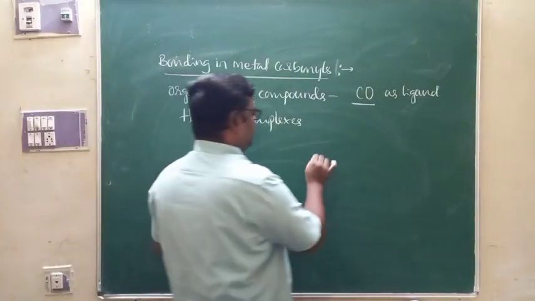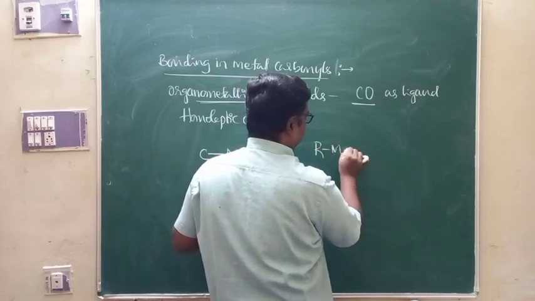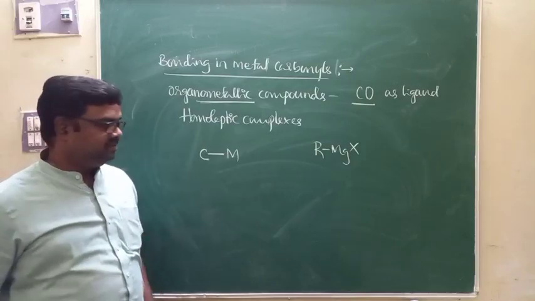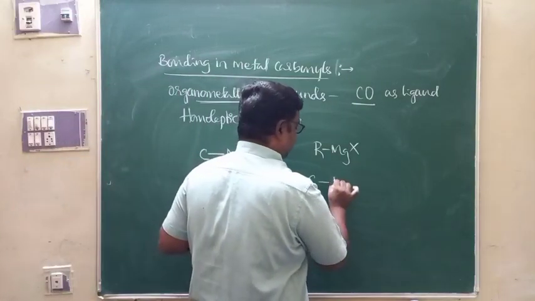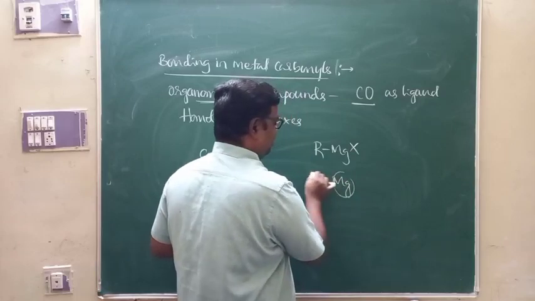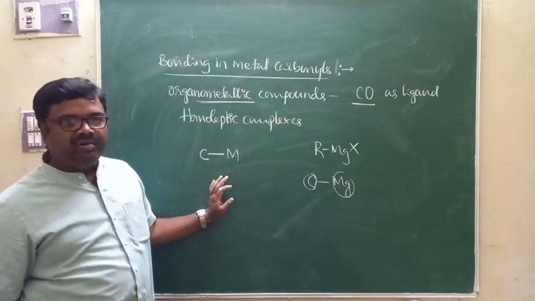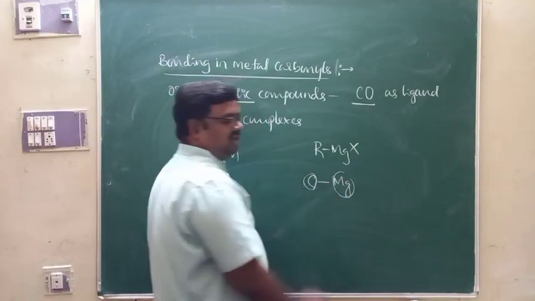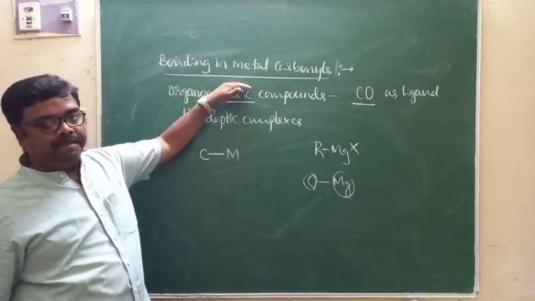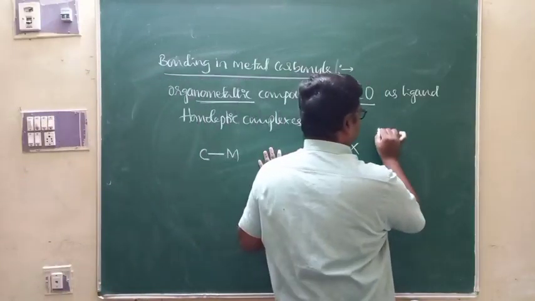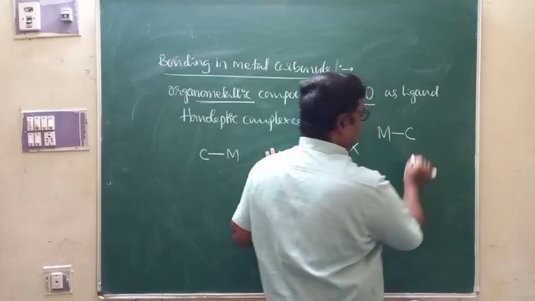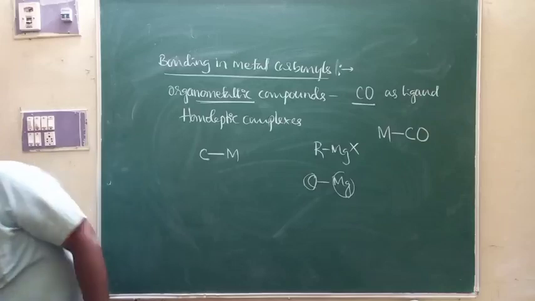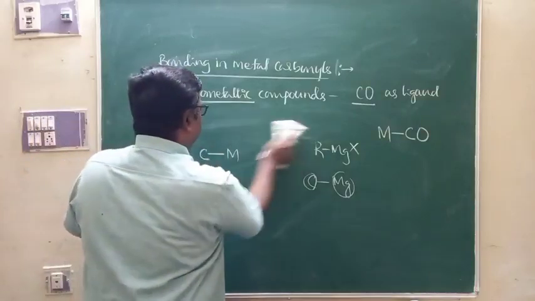You studied one of the organometallic compounds in organic chemistry, that is Grignard reagent or RMgX. Here, there is a direct linkage between carbon and magnesium, metal and carbon linkage. Any compound containing direct linkage between carbon and metal is called an organometallic compound. Here also, in the case of metal carbonyls, you can find a direct linkage between metal and carbon. Carbon is from carbon monoxide. That is what we call an organometallic compound containing carbon monoxide as ligand.